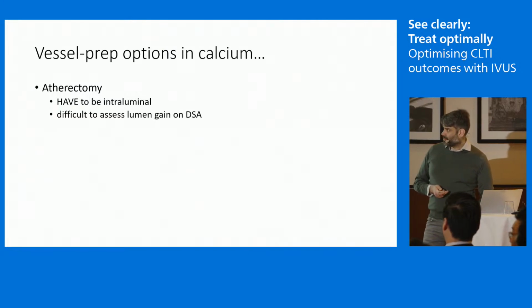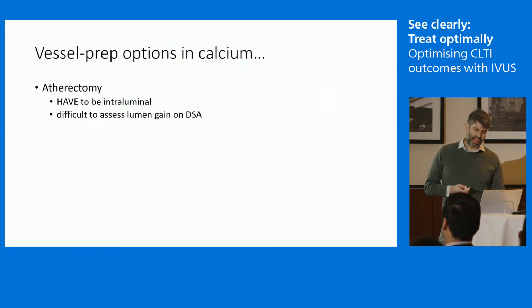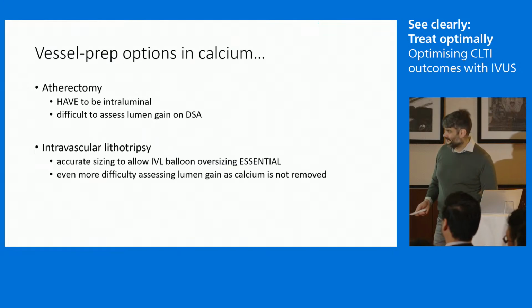The issue with atherectomy and assessing how well you've done is it's very difficult to assess lumen gain on single plane DSA after atherectomy. You may see a channel formed, but again, without multiple projections, you don't really get an idea of how much of a channel you've created.